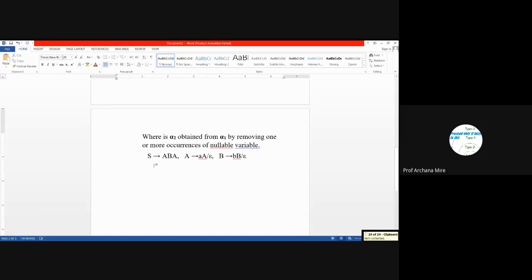If we talk only about the first production rule S leading to ABA, then we remove this very first A. What will remain here? BA. This new production rule will get inserted. Then we will remove this B. Once again, the new production rule will be inserted as AA. Again, we will delete this last A and the new production rule which will be inserted will be S leads to AB.